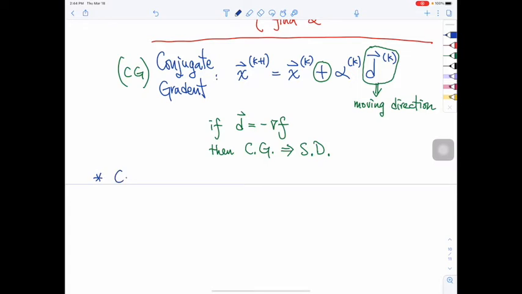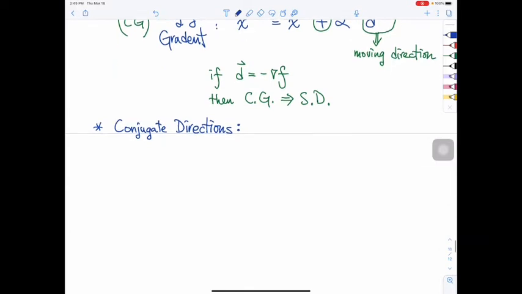So we define this conjugate direction. Actually, conjugate directions are a lot of directions, but they are conjugate to each other. Okay, so I believe the following description of conjugate direction is the key to this method. So I'm going to spend a little time writing down the derivation.